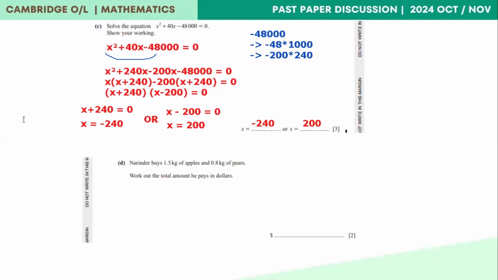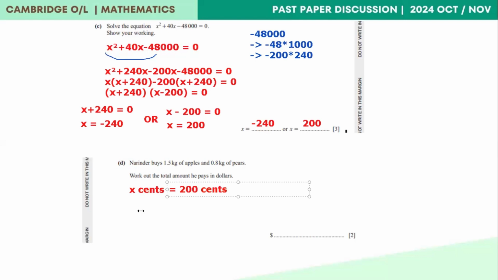The next question: Narendra buys 1.5 kilograms of apples and 0.8 kilograms of pears. Work out the total amount he pays in dollars. The expression for the price of apples per kilogram was x cents. We already calculated the value of x, that is minus 240 and 200. We know that money cannot be negative, so the answer we should take is 200. So x cents is 200 cents.